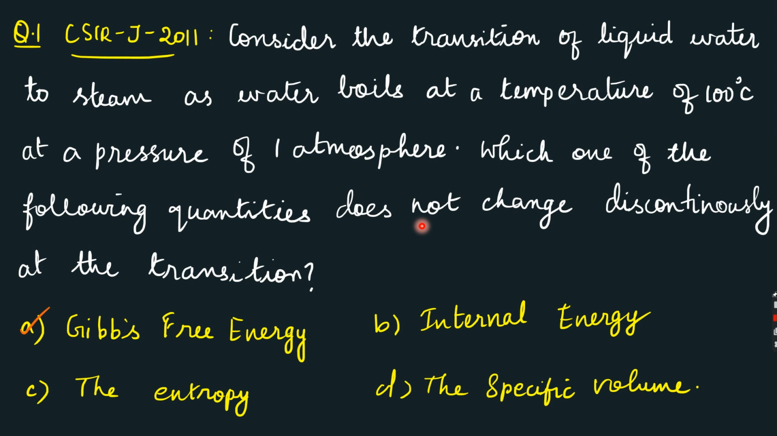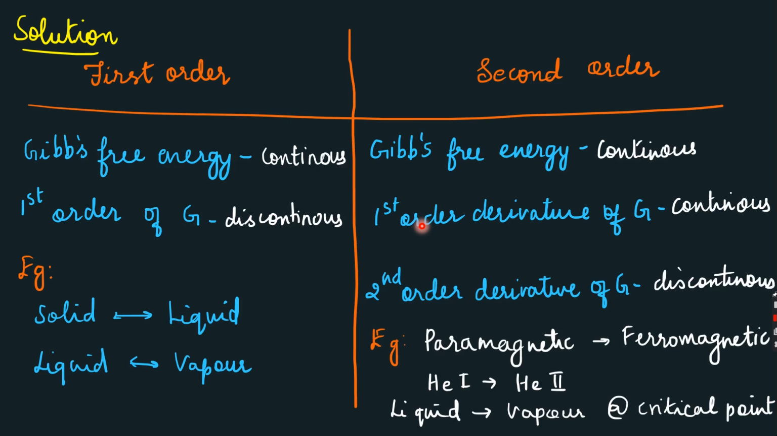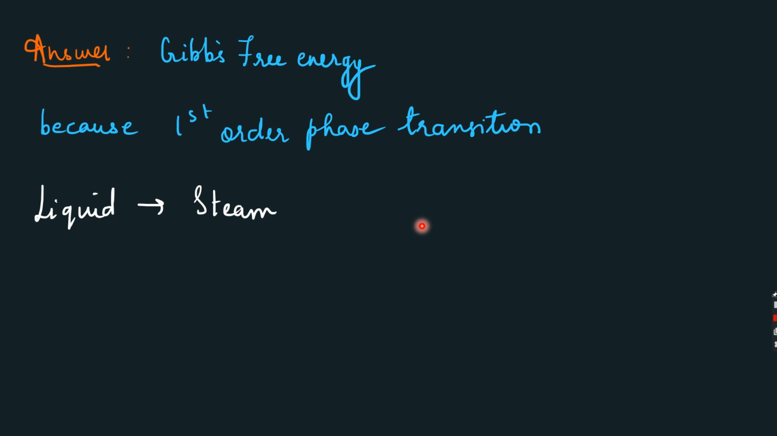So in this question, it's basically the transition of liquid to steam. So liquid to vapor, right? That would be the first order transition, and we need the quantity which does not change discontinuously. So here Gibbs free energy will be continuous. So the answer will be Gibbs free energy because it's a first order phase transition.